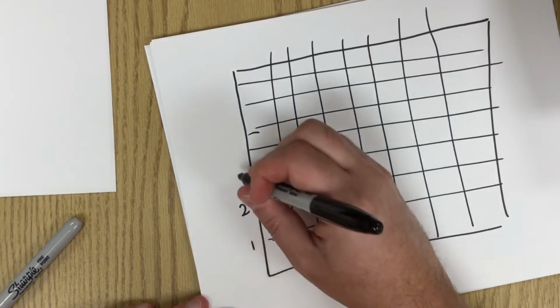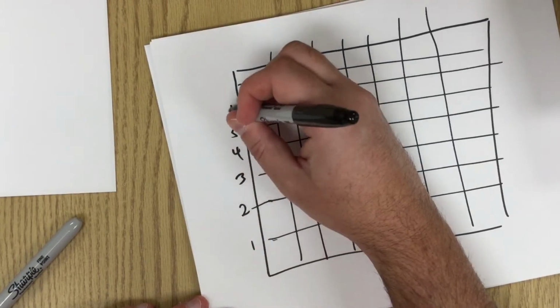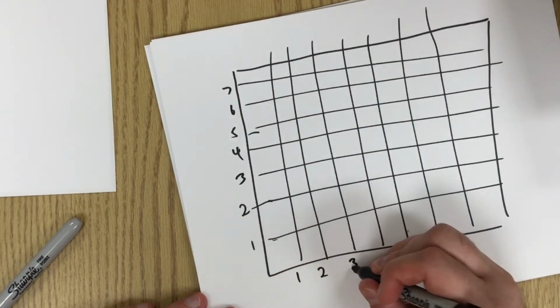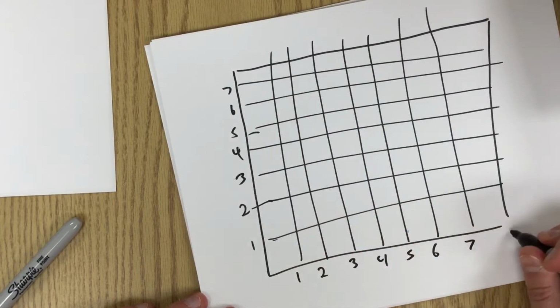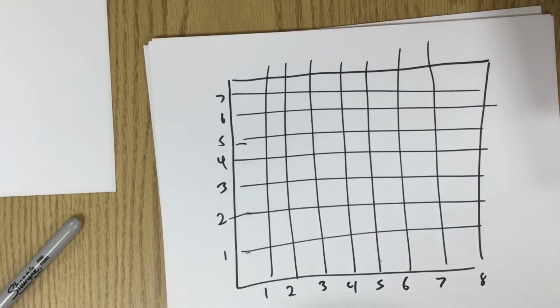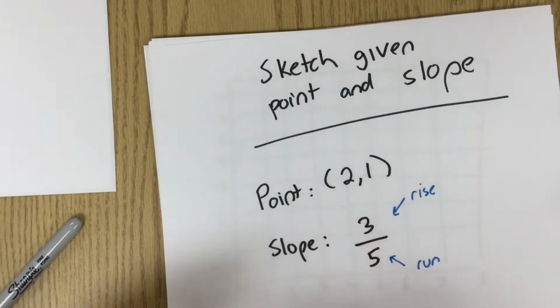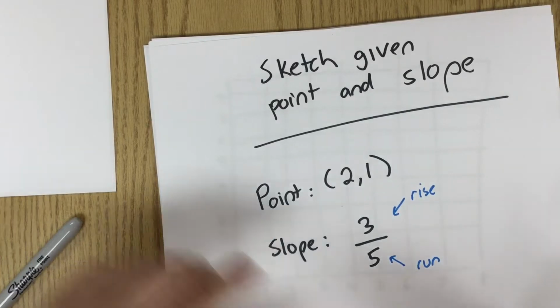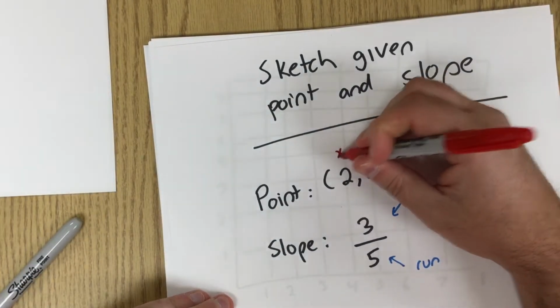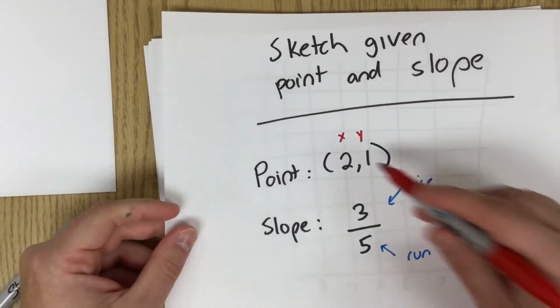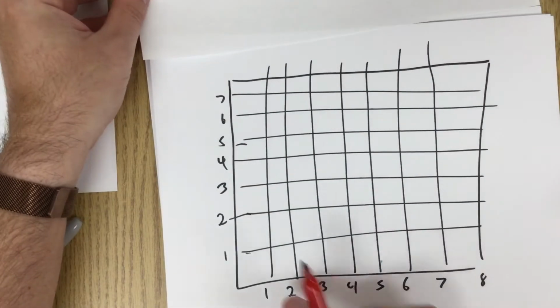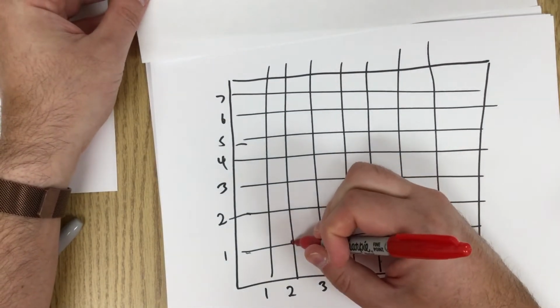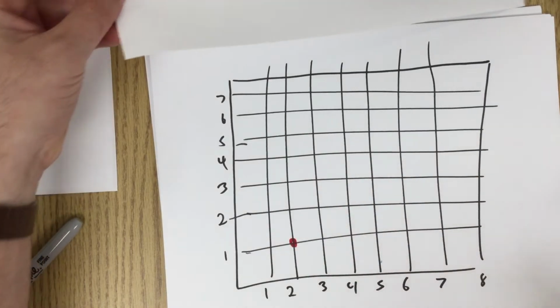Okay, so I'm going to do my scale: 1, 2, 3, 4, 5, 6, 7, and 1, 2, 3, 4, 5, 6, 7, 8. We were given a point, so I'm going to locate that point. We know it goes at the point (2, 1). Remember, this is the x and this is the y. X is 2, y is 1. So that's our starting point.